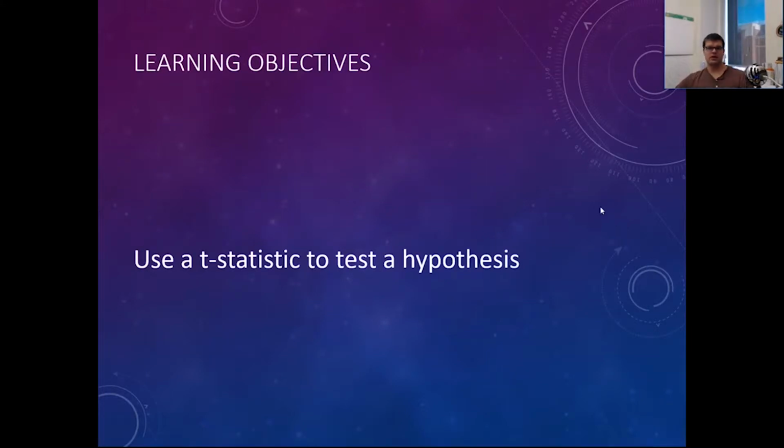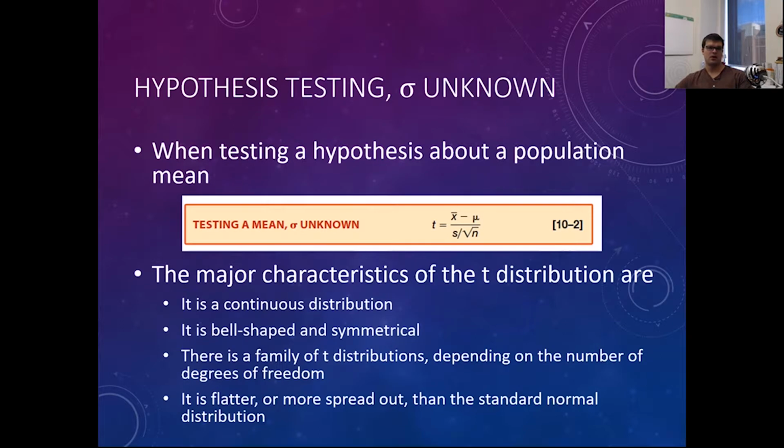Okay, in this lecture we're going to look at how to utilize a t-statistic to calculate a hypothesis. It's virtually identical to the z, you just have to know how to interpret a t, okay? So when testing a hypothesis, the t-score is calculated just like the z-score, except you notice right here is the t, and right here this is the standard deviation of the sample.